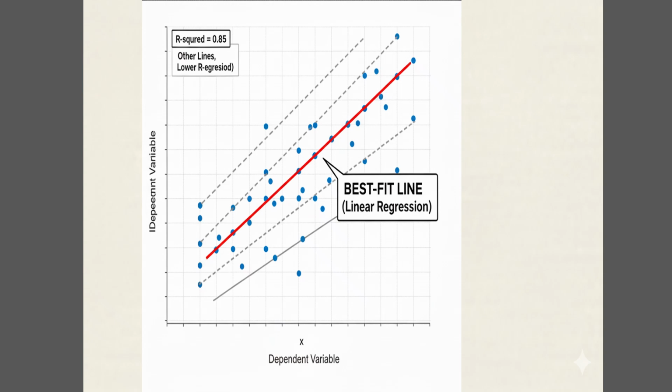Once you find all the errors, actual versus predicted, you square those errors to make them all positive, because they might be negative as well as positive. So first we find the difference, then we square it, and then we find the average. That's why it is called mean squared error.